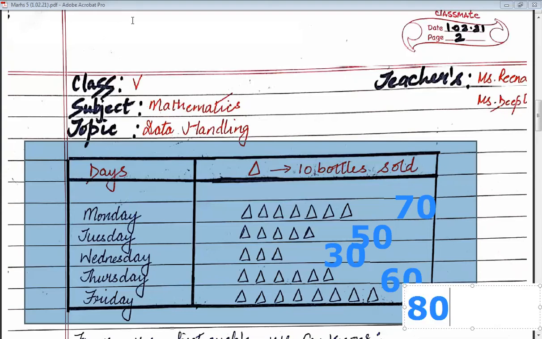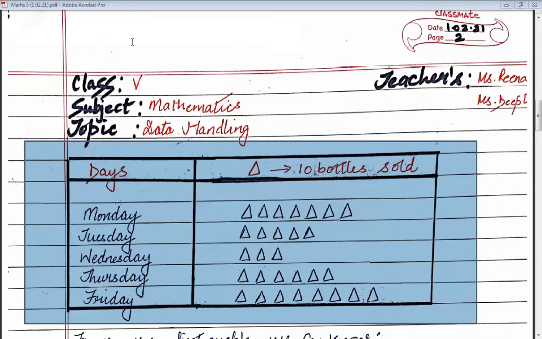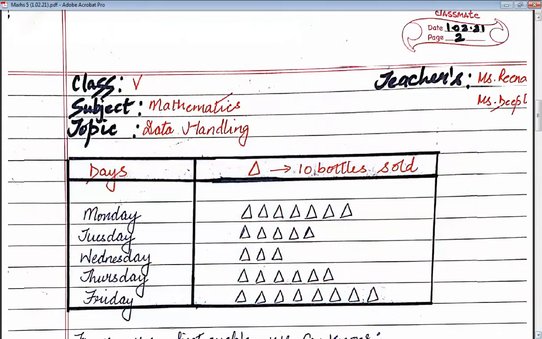So now children, it's very easy to tell the answer. Now if I ask you, on which day your sale was maximum? So obviously it's Friday. And on which day your sale was minimum? That is Wednesday. If I ask you the number, then you will tell on Wednesday the least number of bottles were sold, and that is 30 only. So now children, whenever your data is represented in the picture form, it becomes easier for us to tell the answer. So this is our pictograph.